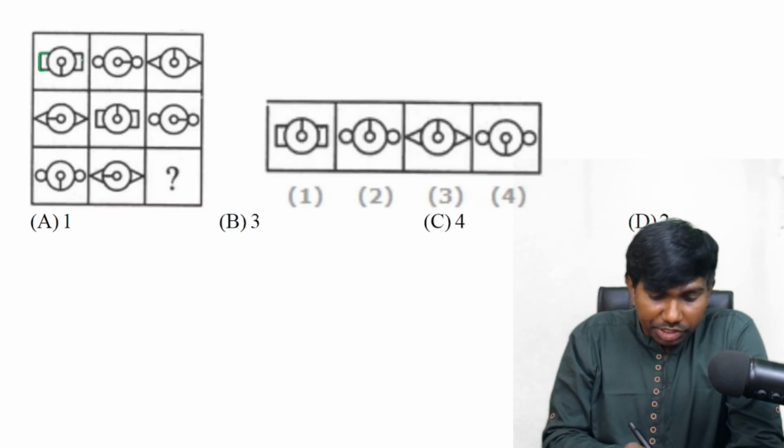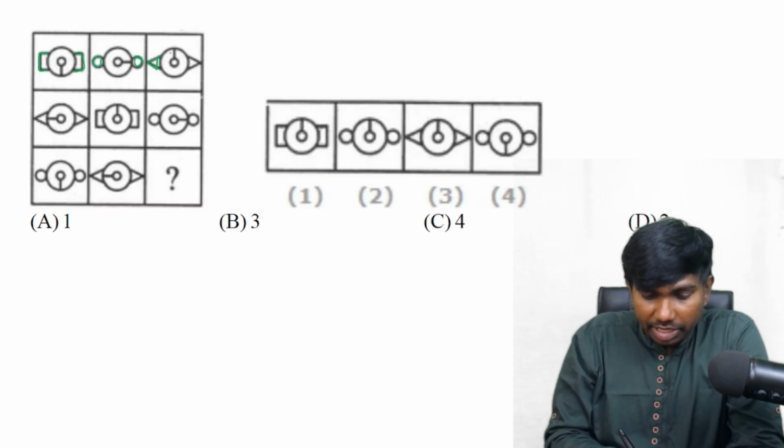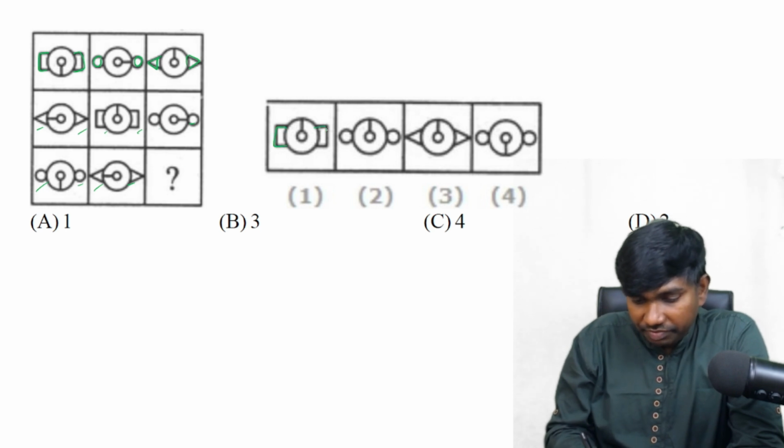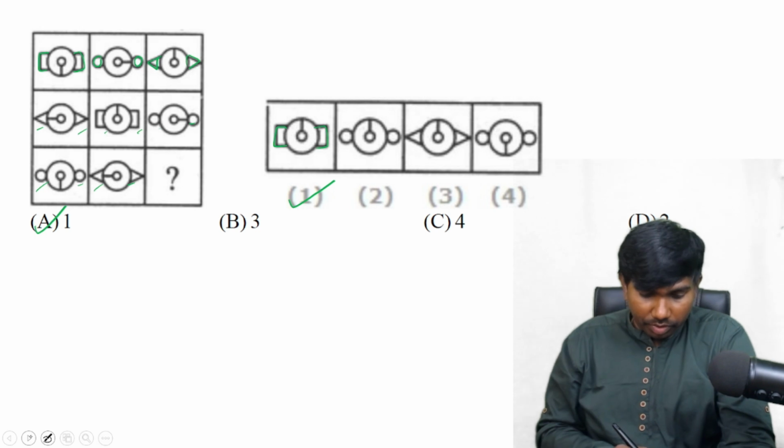Next question. This one. There is a rectangular shape, circle shape, and the triangle shape. Triangle, rectangle, circle, circle, triangle, and the rectangular shape is missing here. A rectangular shape is there in which figure? Figure 1. So figure 1 must be our answer. That is option A. Okay.